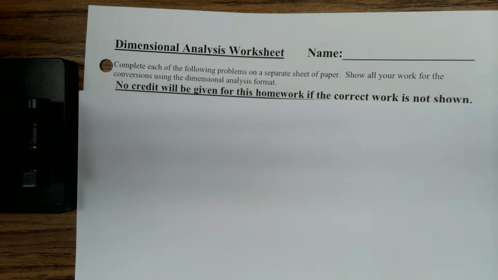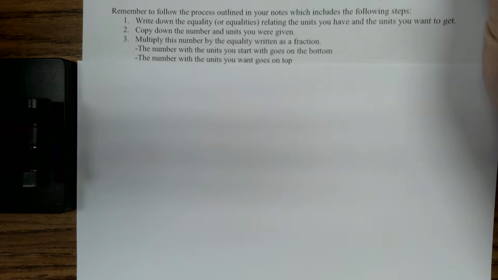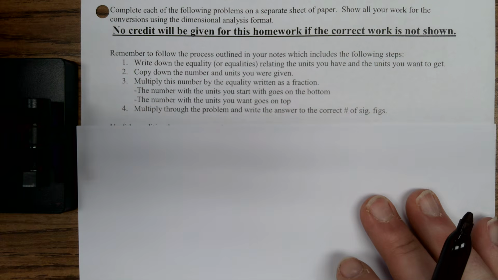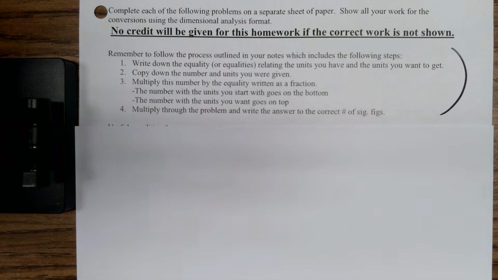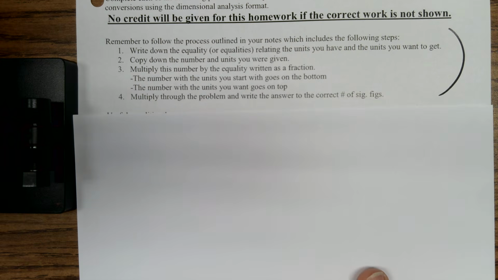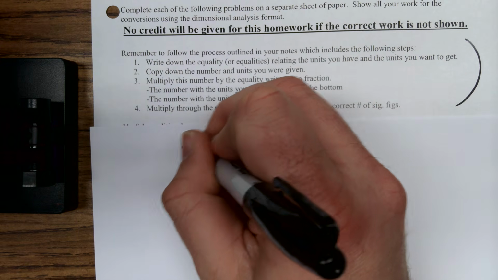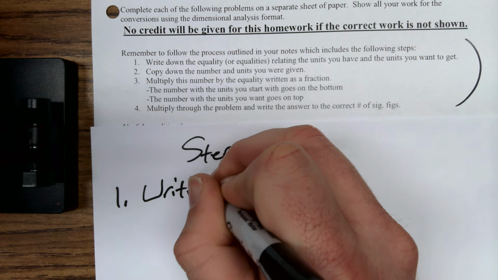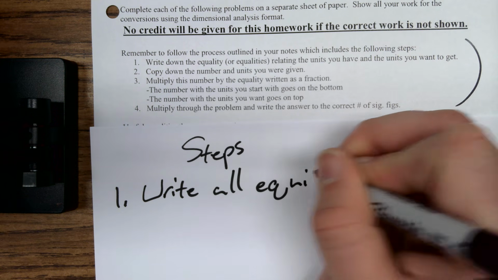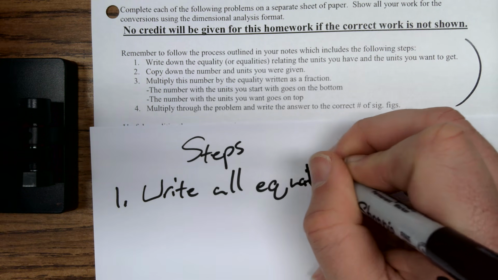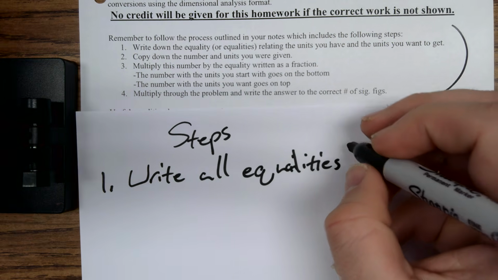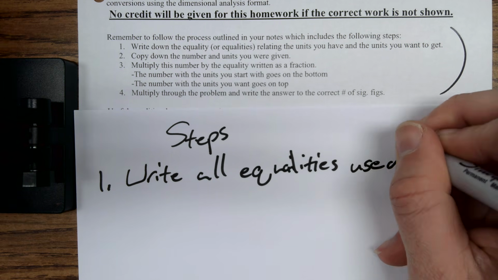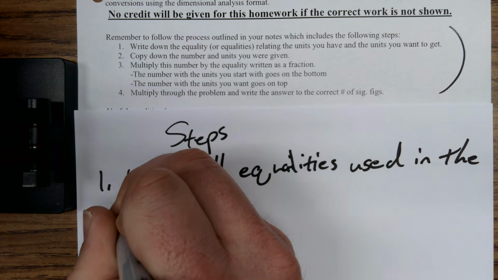Now, we started talking about scientific notation. Lord have mercy. We started talking about dimensional analysis. And we said that there are 4 steps, and they're very well outlined on the top of our paper here. That was our classwork/homework. So the first thing that we always want to do, so our steps, is step number 1. We want to write down all equalities used in the question.